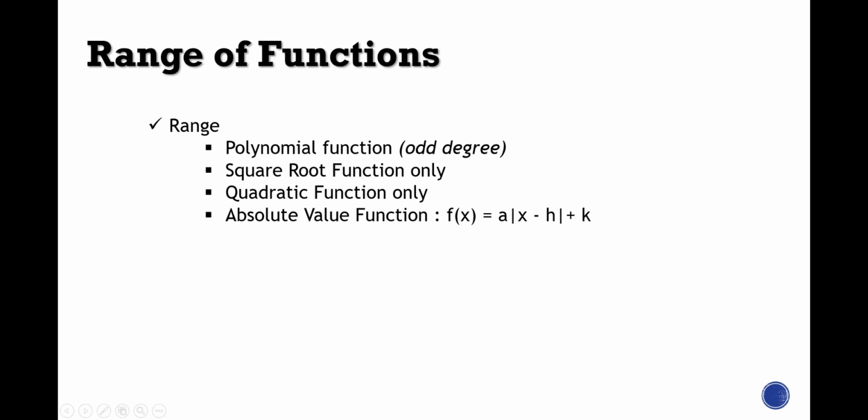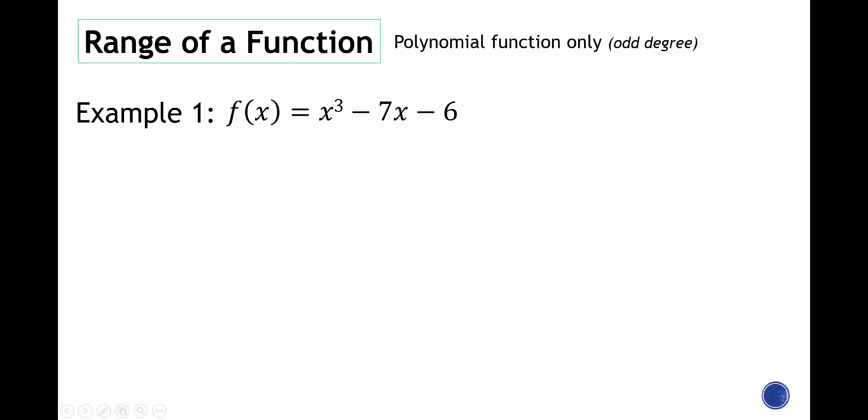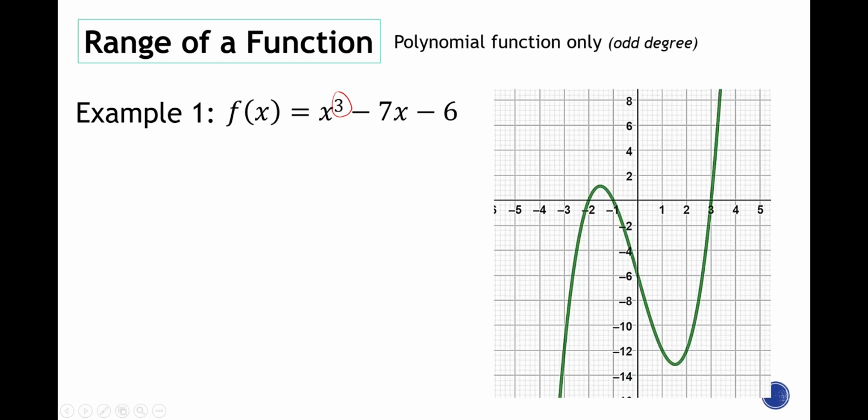All right, let me show you now the examples. Okay, so let's start with an odd degree polynomial function. That's x raised to 3. 3 is odd. Okay, so graphically speaking, this is the representation of that. All right, so how do we find the range of an odd degree polynomial function?